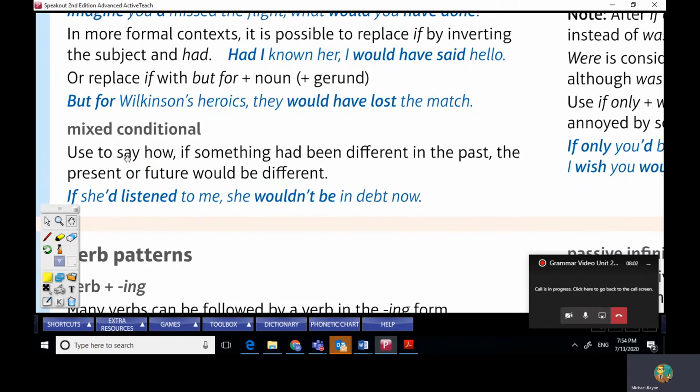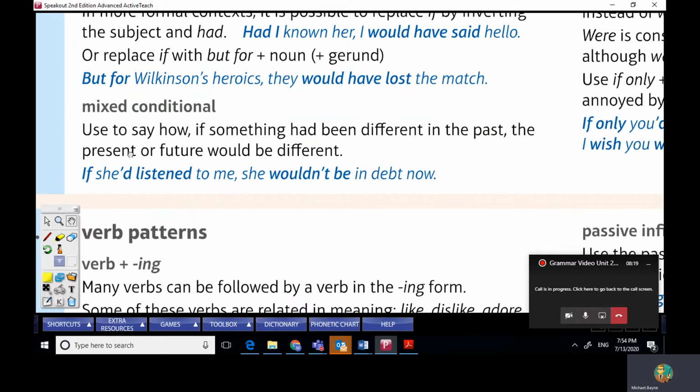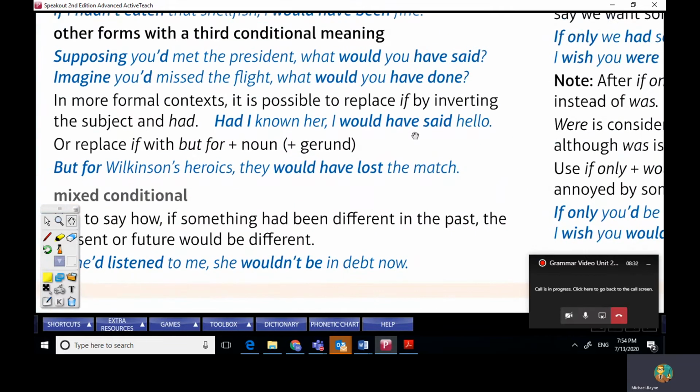Mixed conditionals are used to say how, if something had been different in the past, the present or the future would be different. So it mixes that past with the present. If she had listened to me, she wouldn't be in debt now. But really, it takes very similar structure. Okay, if plus past perfect, and this time in the main clause we have would plus the base form instead of would have.